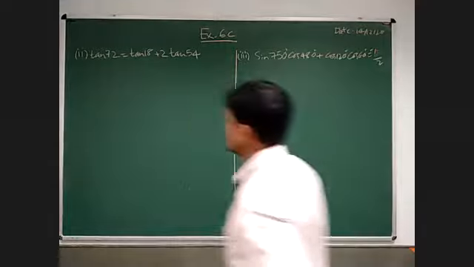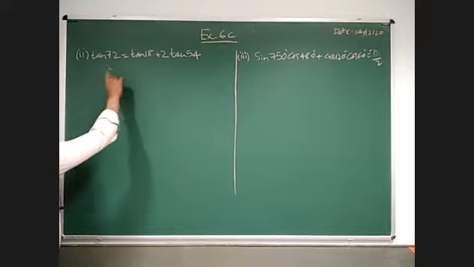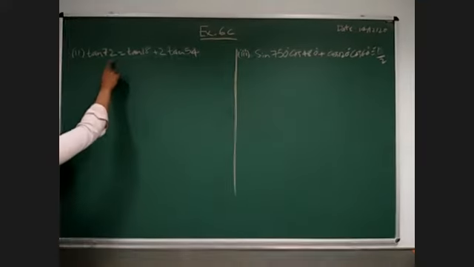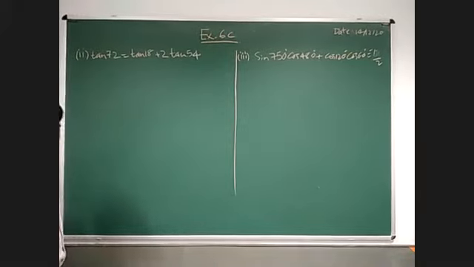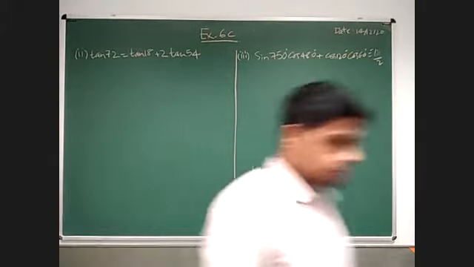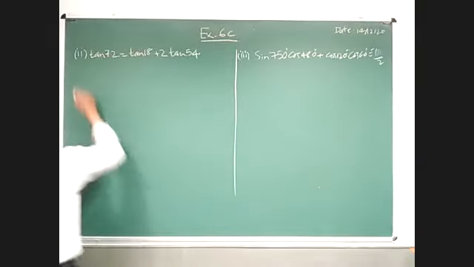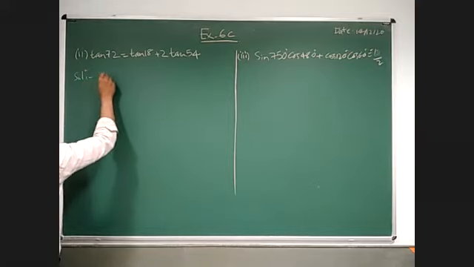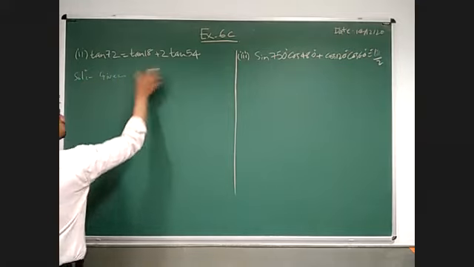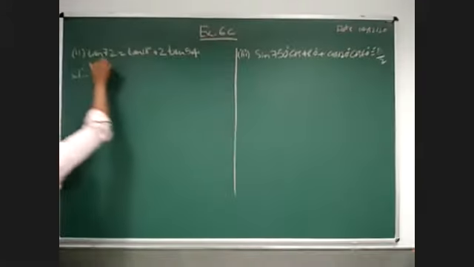So the question is we have to prove that tan 72 is equal to tan 18 plus 2 tan 54. Okay, we have to prove this equation. So let's see how we can solve this. Solution. Given that we have to prove tan 18 plus 2 tan 54 is equal to tan 72.